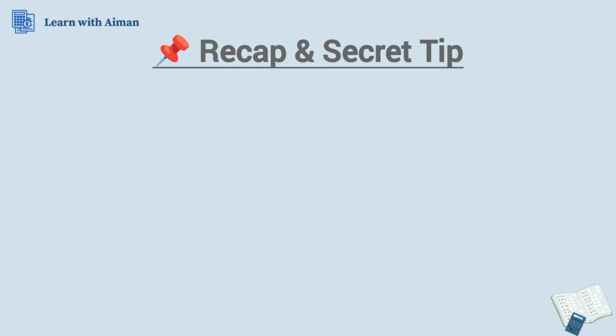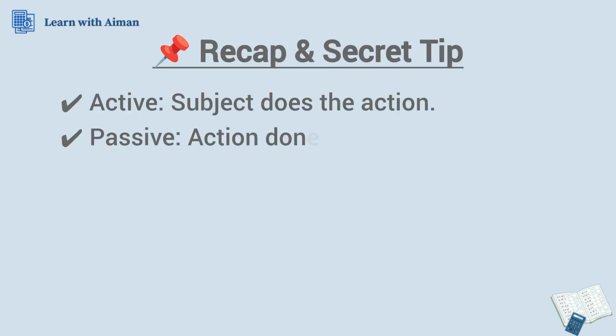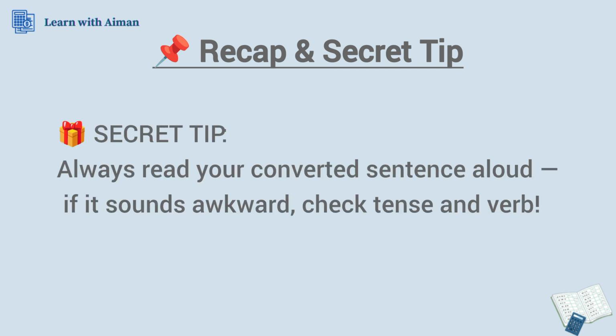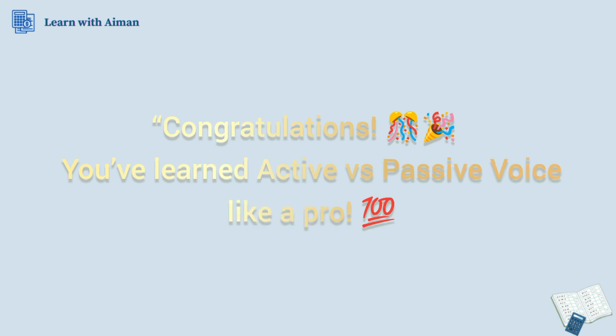Okay, so let's recap. Active: the subject does the action. Passive: action done to the subject. Change: the object becomes the subject plus correct be form plus past participle. Use passive when the doer is unknown, unimportant, or obvious. Secret tip: always read your converted sentences aloud. If it sounds awkward, check tense and verb. Congratulations, you have learned active versus passive voice like a pro.